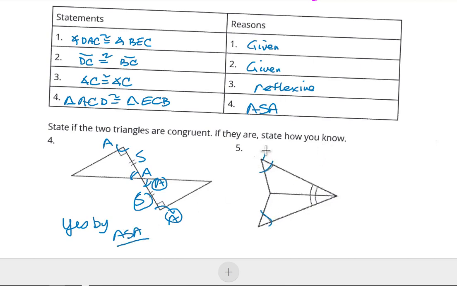Looking at number 5, we've got an angle and an angle, and then that side up the middle is congruent to itself by the reflexive property. So that gives us an angle angle side pattern also. So those 2 triangles can be proved congruent by angle angle side.